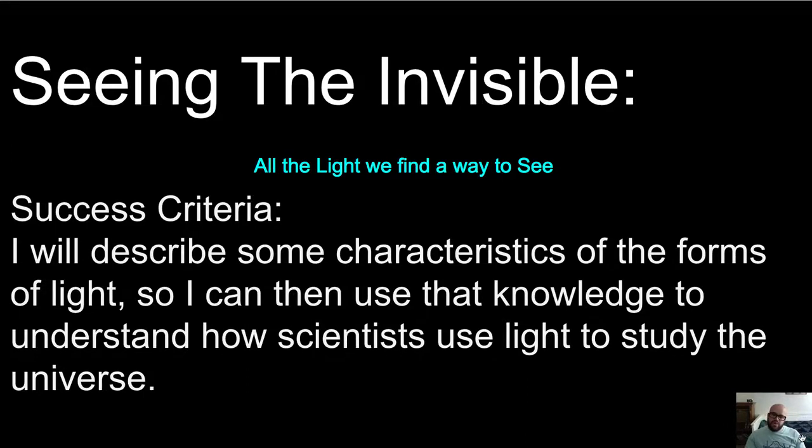Seeing the invisible, or all the light we find a way to see. Your success criteria are the things that I give you to judge yourself on how well you did with a lesson. And your success criteria for this online lesson is I will describe some characteristics of the forms of light so I can then use that knowledge to understand how scientists use light to study the universe. So first understand what are some characteristics about light, and then use that to understand how scientists understand the universe and how they interpret the universe.